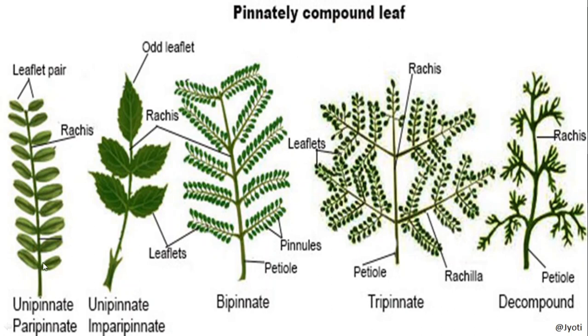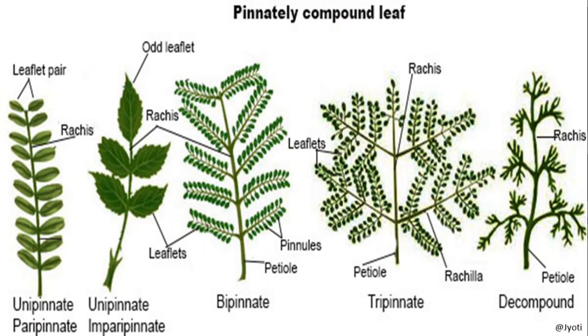So here you can see the pair of leaflets are developed. So such leaves are called pinnately compound leaf. But this pinnately compound leaf is of different types. So when the rachis is single and a pair of leaflets are developed at regular points from the rachis, then that is called unipinnate. Okay, and when they are in even number, so here you can see the leaflets are in even number, then that is known as paripinnate.